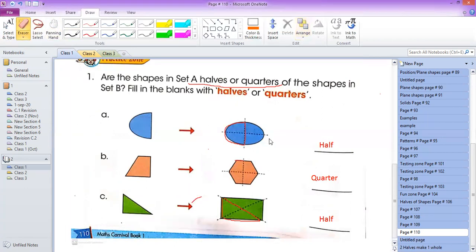Up to here, everything is clear, guys. Yes, sir. That's very good. Inshallah, tomorrow we are going to complete the testing zone of it also, the halves and the quarters, and we will finish that unit. And from the next week, we will do revision.